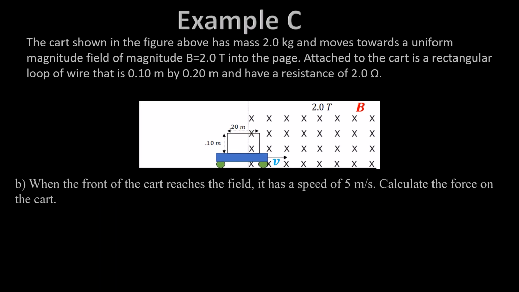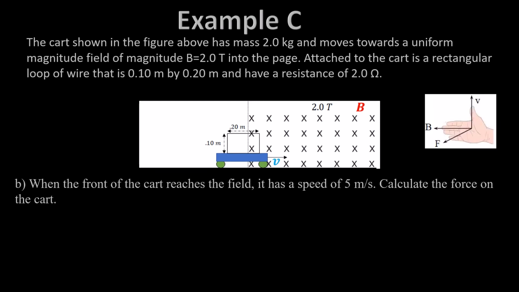Part B, when the front of the cart reaches the field, it has a speed of 5 meters per second. Calculate the force on the cart. So there's 2 forces we have to look at here. The first force was the one that caused current in the wire. So charges here were pushed up, that caused a counterclockwise current.